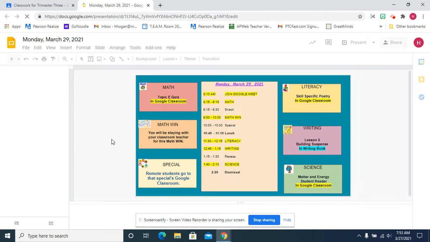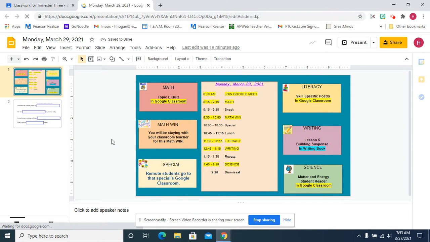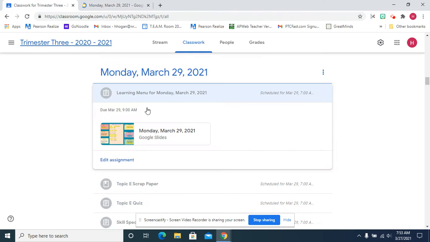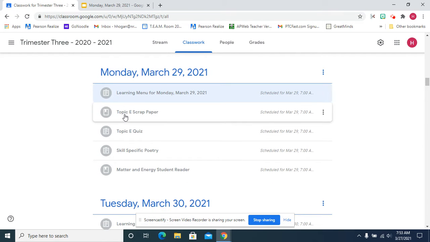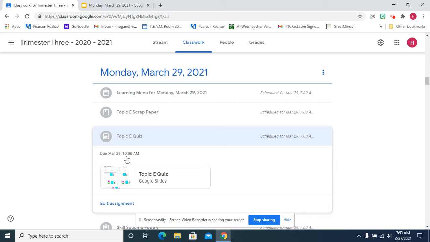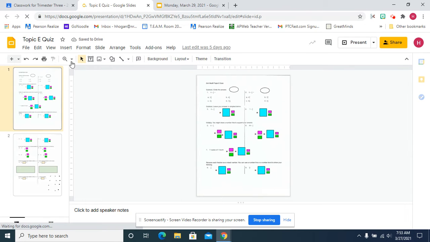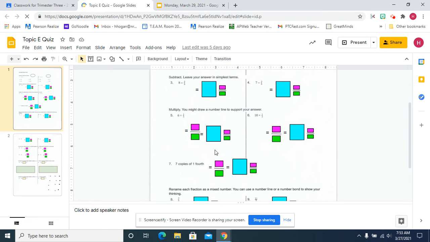And here we go. We always start off with math, and today you're going to take your Topic E quiz. So let's take a look at that so you know what's going to be involved. There is scrap paper to use. And I will zoom in.